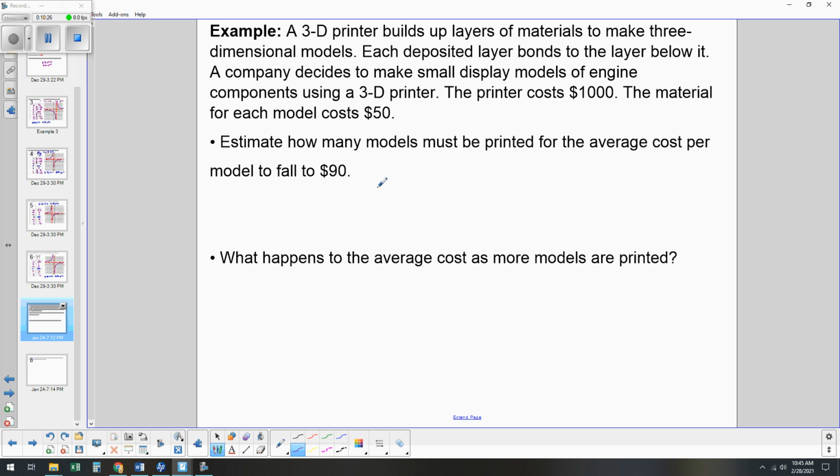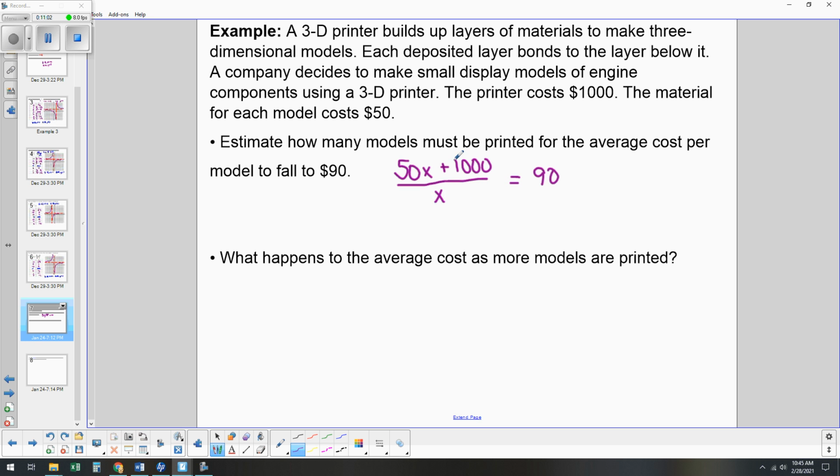So we're going to look at the cost it takes to make anything. So it's $1,000 no matter what, and every single model is $50. So that would be 50x plus 1,000 is their costs. And if we're talking about the average, we would take the total costs and divide it by how many models are being made. So this is a rational function, and we're looking for the average to be 90, right? They want it to fall below 90, so anything more than what they make here will fall below 90.